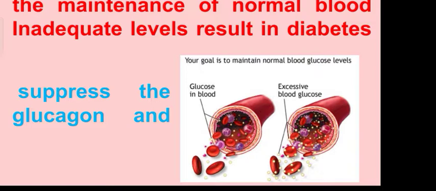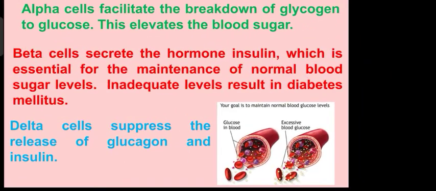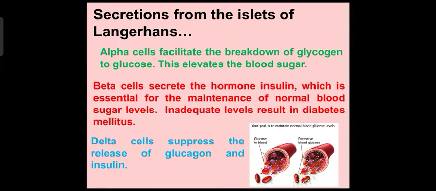Such a person passes very large quantities of urine loaded with sugar at short intervals. Hence, he feels thirsty. He loses weight and becomes weaker and weaker. Insulin injection to such a person can control the glucose level, but it is not a cure. So our goal is to maintain normal blood glucose level in our body.